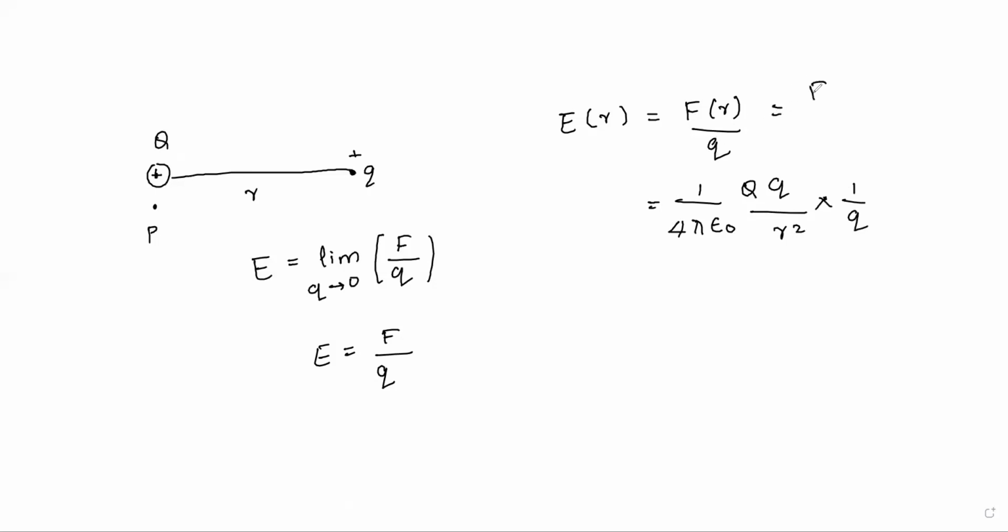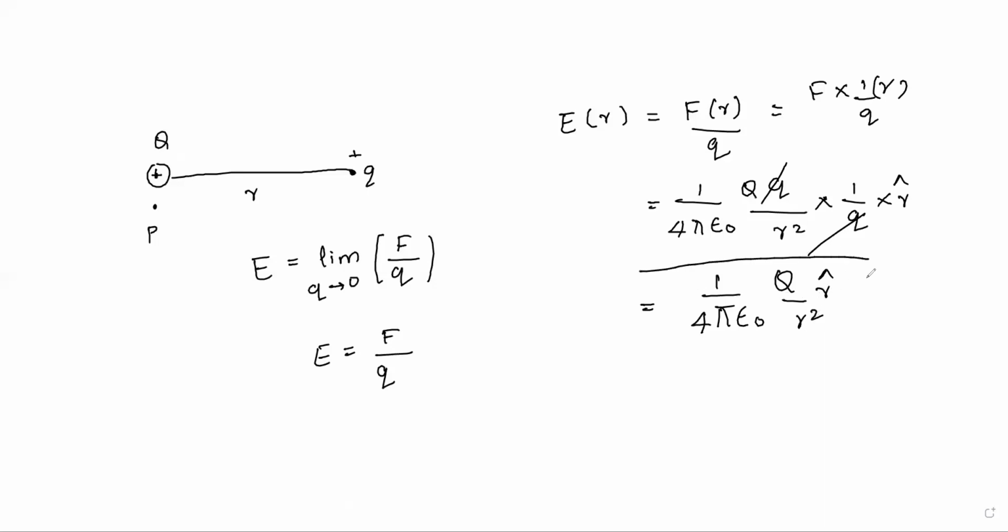I'll express it clearly: F into 1 by q, r hat. So we substituted the value of F over here and took 1 by q as it is, and as it is in vector form we wrote r hat. Now this q gets cancelled. What will be the expression? 1 by 4 pi epsilon naught, capital Q, that is the source charge, by r square into r hat. So this is the expression for electric field.